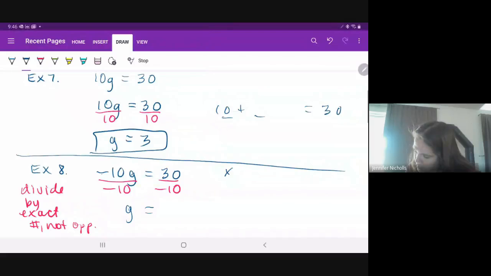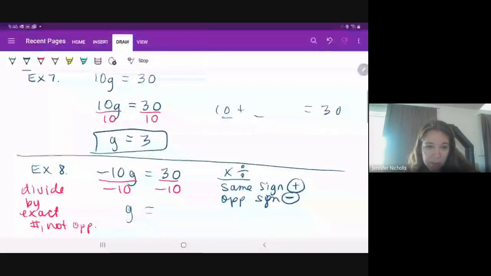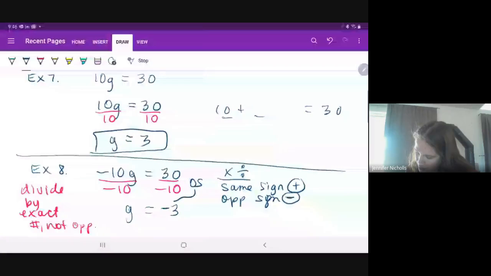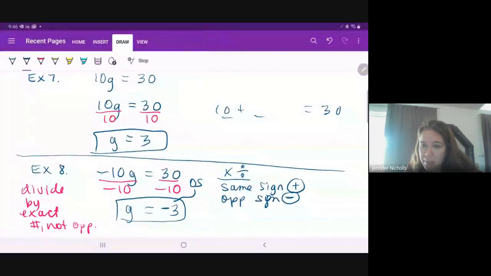Now, for multiplying and dividing, the rule is same sign. Usually I abbreviate this SS, but for right now, we'll call it same sign. Same sign, you get a positive, and opposite sign, you get a negative. So this is also 3, but because these are opposite signs, it's going to be a negative 3. Now, that opposite sign rule is not the same for adding and subtracting.